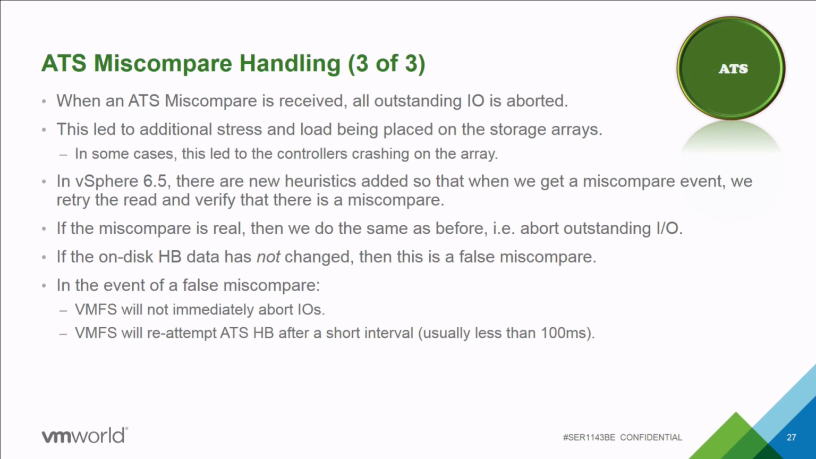Now, if it comes back again and it is a miscompare, then the same behavior is going to apply. But a lot of those best practices around arrays saying, hey, turn off ATS heartbeating, should no longer apply for 6.5. Of course, talk to your storage vendor, but this problem has been fixed from a VMware side, internally inside of ESX, in how they handle it and also how they handle issues from arrays.